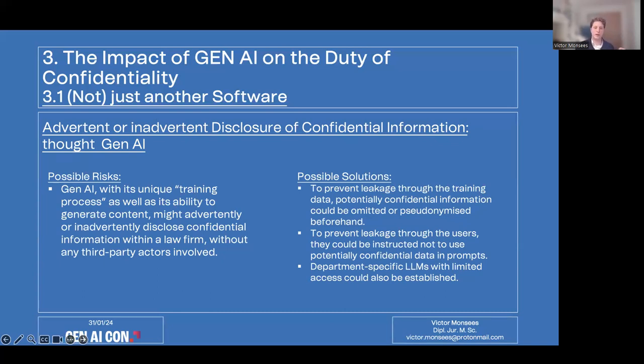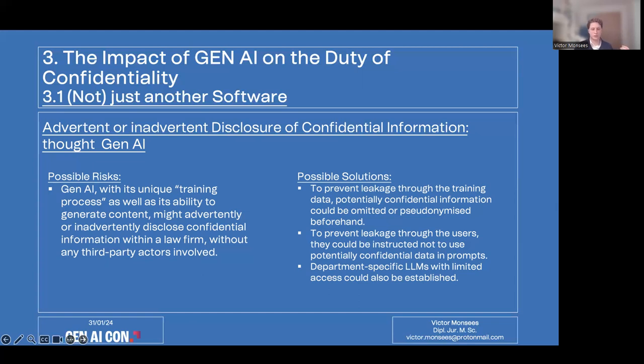The potential of email and cloud for breaching confidentiality comes mostly from third-party actors, like hackers or careless cloud providers, who externally access the system in unintended ways. In contrast to that, I think that Gen AI, with its unique training process as well as its ability to generate content, might advertently or inadvertently disclose confidential information within a law firm without any third-party actors involved.